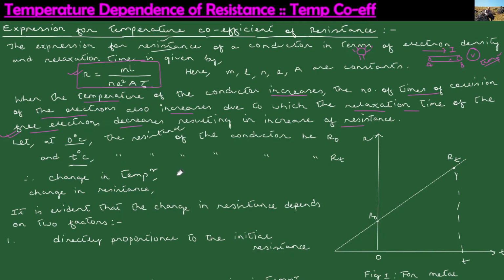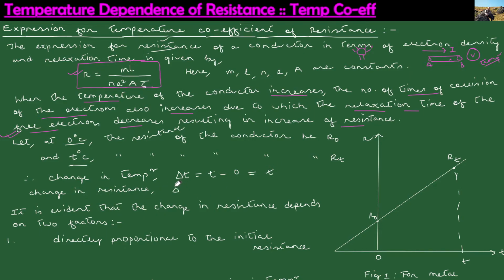Then the change in temperature, that means delta T. We put the change as delta T. The change in temperature delta T will be equal to T degree centigrade minus 0 degree centigrade. So over here this will be T minus 0, which will be equal to T.